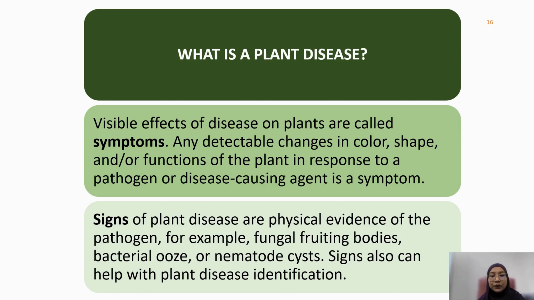So the signs of a plant disease are the physical evidence of the pathogen. For example, fungal fruiting bodies, bacterial ooze, or nematocysts. Signs can also help with plant disease identification. So for example, here you can see that the leaf is shrinking, or the leaf has a yellowish color. So based on this, we can determine what the disease is or what the cause of the problem is.